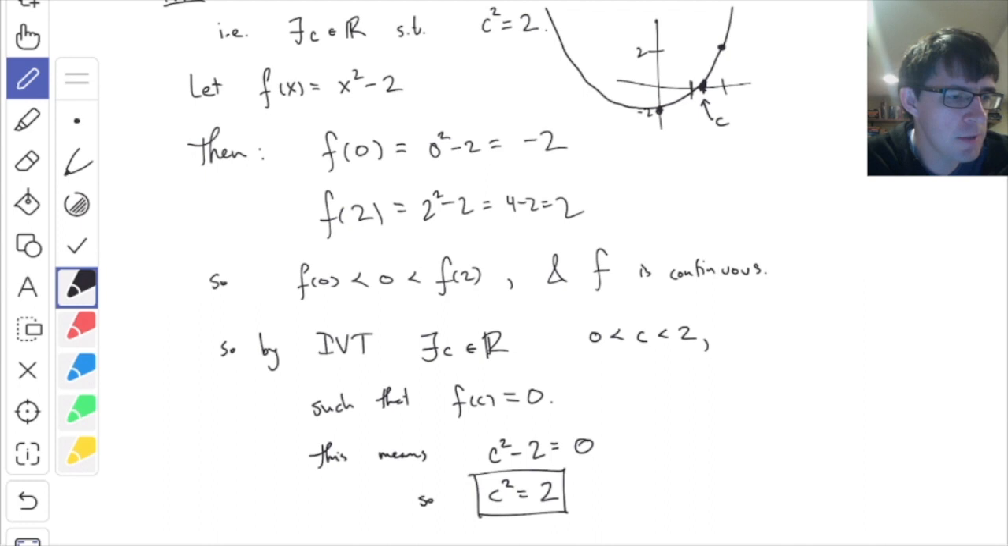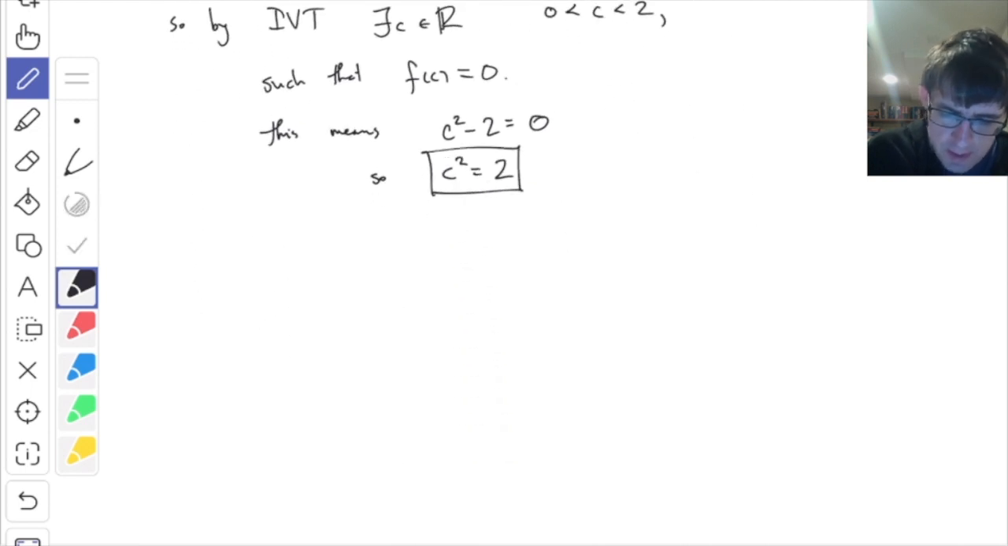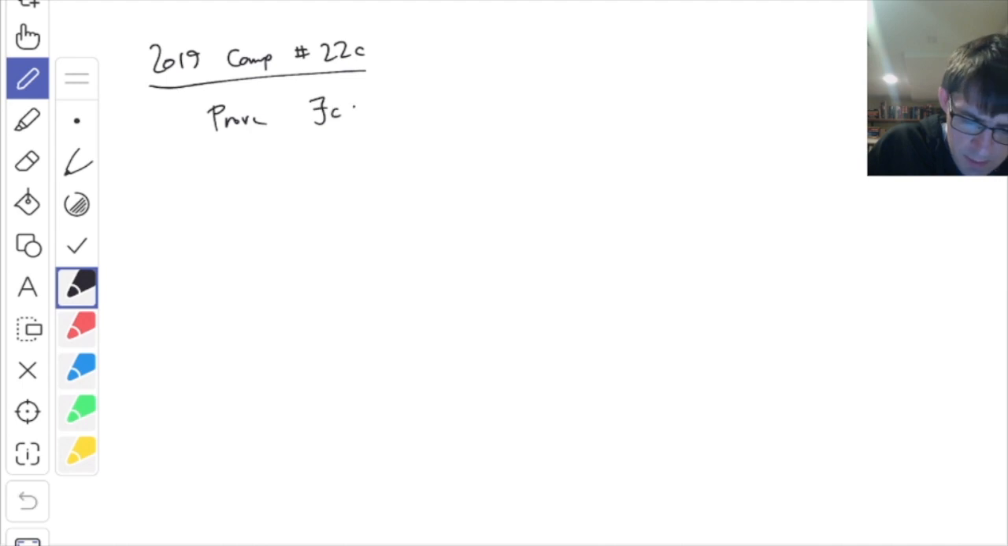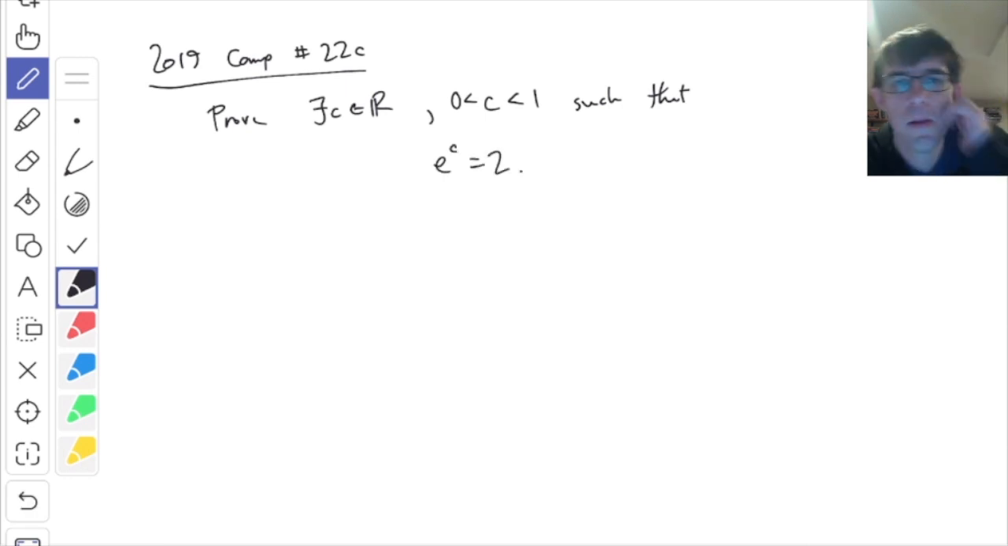All right, I got one for you guys to try. I know we only have 5 minutes left, but it's very similar, and this is actually a comprehensive exam question from 2019. So this is the 2019 comp. This was, if you care, number 22, part C. It says, prove that there exists c, a real number, c between 0 and 1, such that e to the c equals 2.